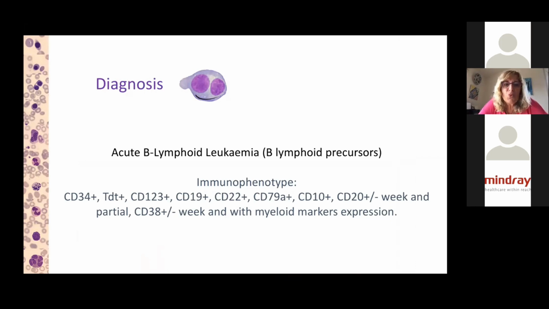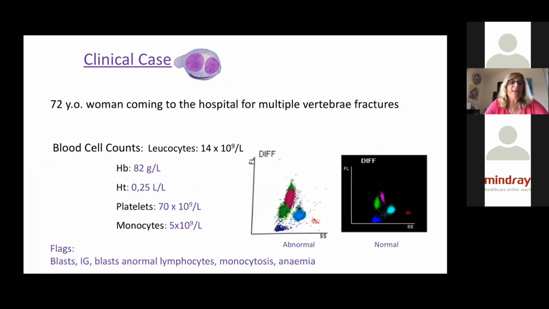So the diagnosis was an acute B lymphoid leukemia. It was demonstrated by the immunophenotyping of these blast cells, showing immaturity, CD34, and B monoclonal markers, but also some myeloid marker expression. The next case is a 72-year-old woman coming to the hospital for multiple vertebral fractures.